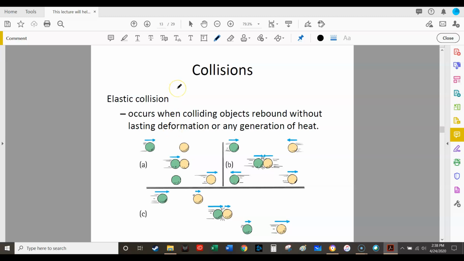So when we are doing these elastic collisions, we're only going to consider the fact that the collisions are perfectly elastic, meaning there's no loss of energy to heat or sound. Okay?